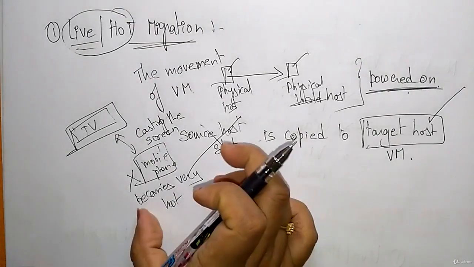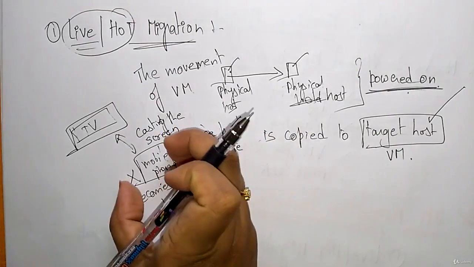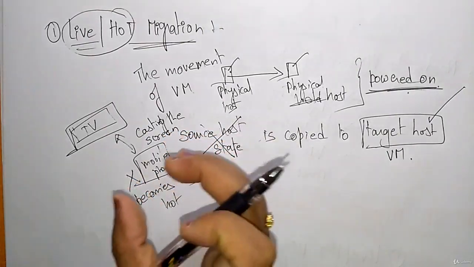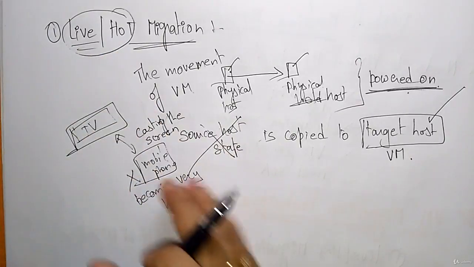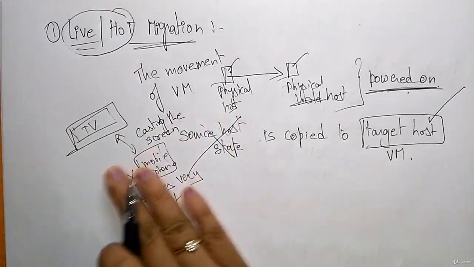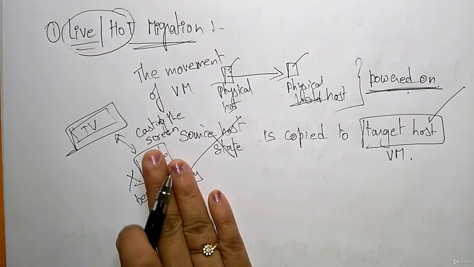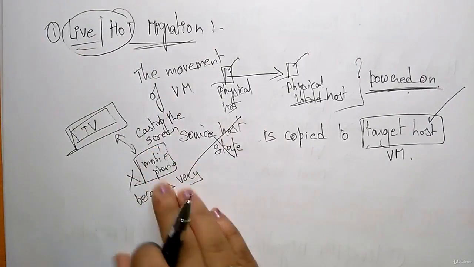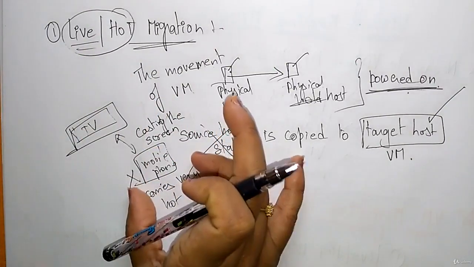Why has it become very hot? Because it is not transferring the data, its image is copied to the TV. This means it will be done live. So that's why you call it a live or hot migration, which is done while the power is on.